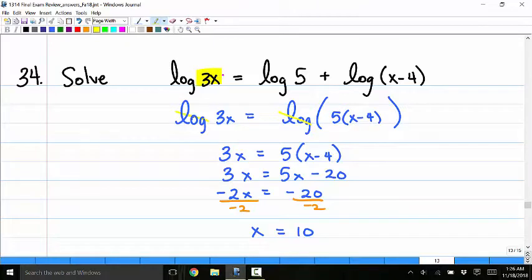If I plug 10 in, I'm going to take the log of 30. That's okay to do. And I'm going to take the log of 6. That too is okay. So yes, that is a good solution.